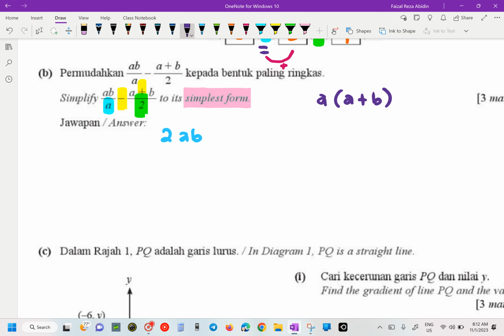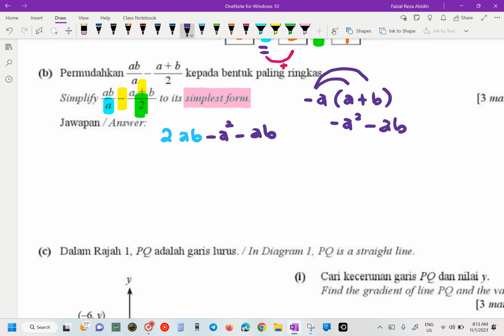Straight away, you are going to get 2AB. The second fraction here, I'm not going to do straight away. I'm going to do another there, which means A times A plus B. So times first. A times A, A square. This one I'm going to put negative A because we have the operation in front there. Negative A times A, negative A square. Negative A times B, negative AB. When we have this one, then I'm going to transfer here.